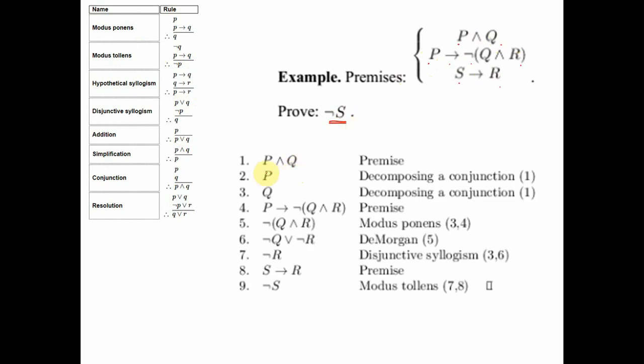Let's see more examples. Another simple example which says P and Q, P implies negation of Q and R, S implies R, and I have to prove negation of S. Let us see. I have P and Q. So simplification, also called decomposition. From P and Q I can derive P. Decomposition, or you can say simplification.